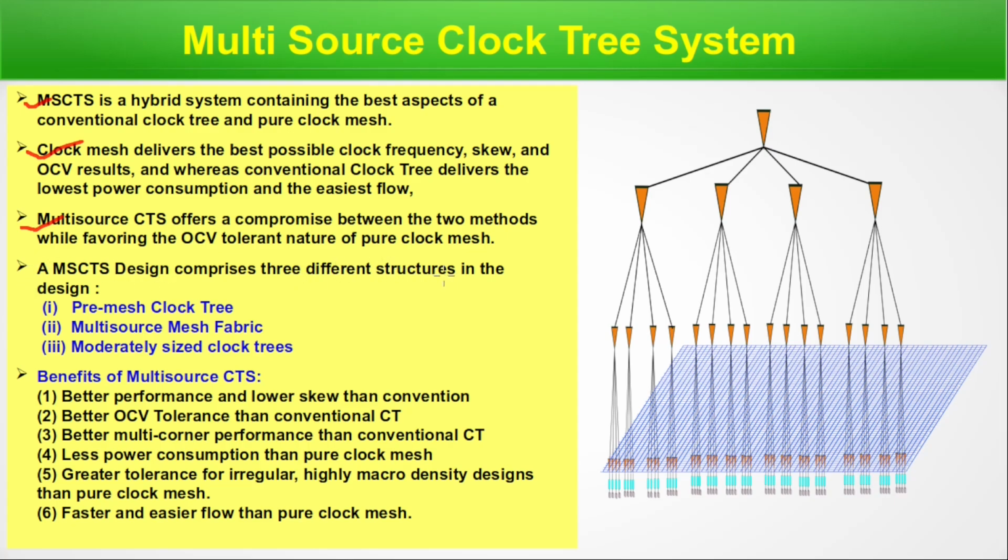An MSCTS design comprises 3 different structures: pre-mesh clock tree, multi-source mesh fabric, and moderately sized clock trees. Now, what are the benefits? Better performance and lower skew than conventional CTS, better OCV tolerance than conventional clock tree, better multi-corner performance than conventional clock tree, less power consumption than pure clock mesh, greater tolerance of irregular, high macro density designs than pure clock mesh, and faster and easier flow than pure clock mesh. It's taking benefit of both structures, conventional clock tree and clock mesh.